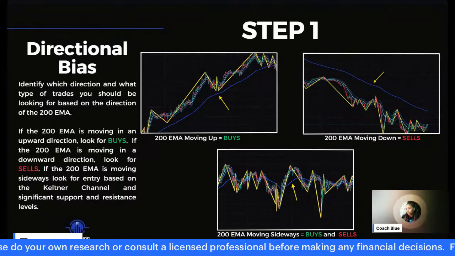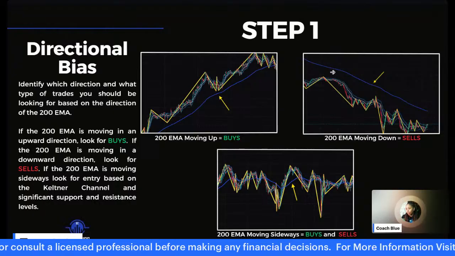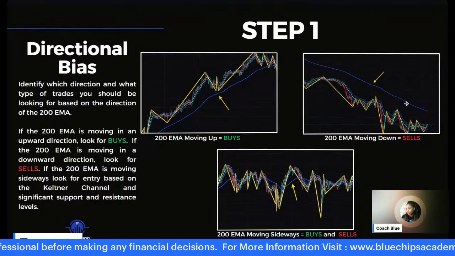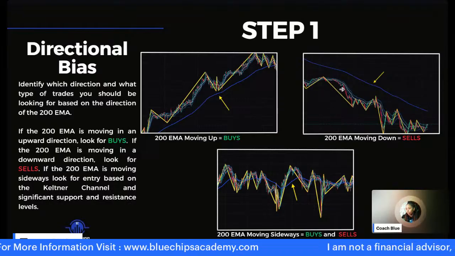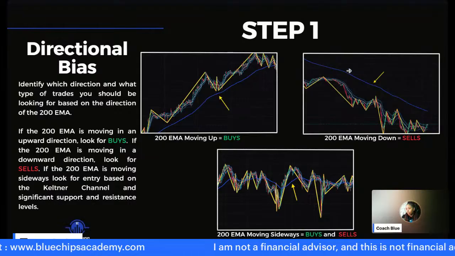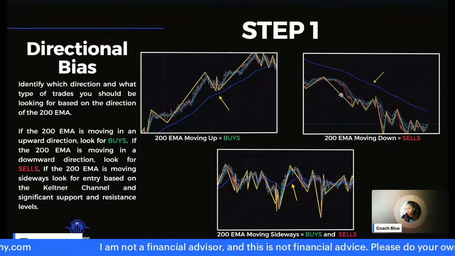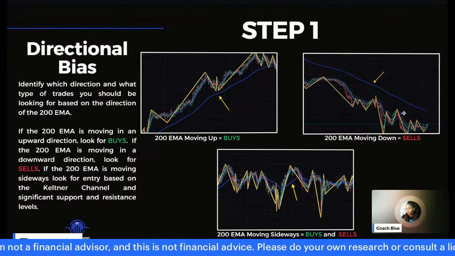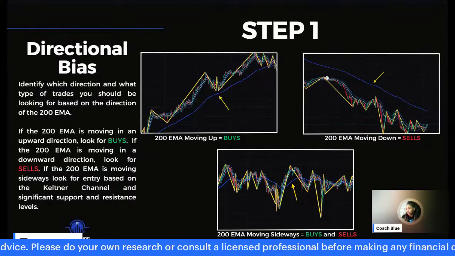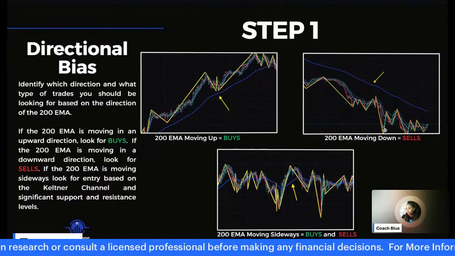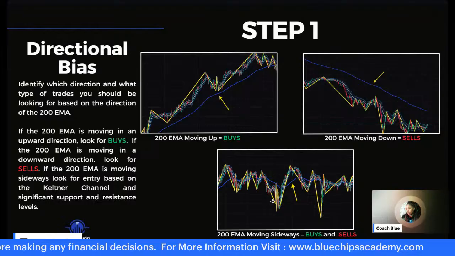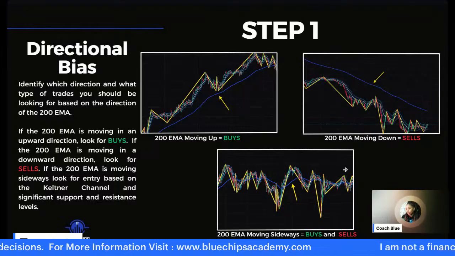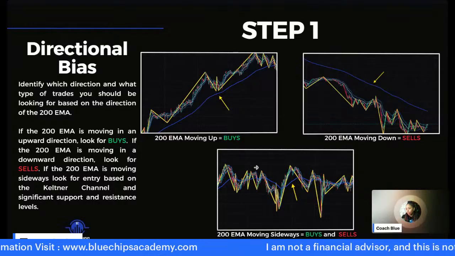The next picture is this: the 200 is moving down with the 20 EMA beneath the 200 EMA. That means our directional bias is a sell. Very simple. 20 above the 200 EMA, look for buys. 20 EMA beneath the 200, look for sells. If price is moving sideways, then we look for our entries at pivotal support and resistance levels where price has shown us that it wants to buy or sell.